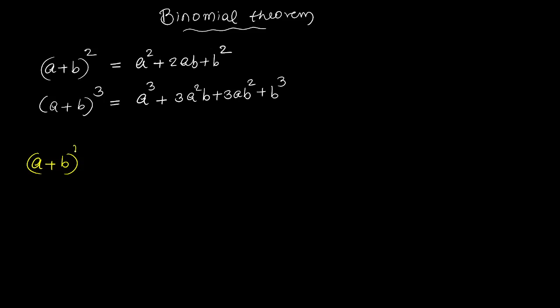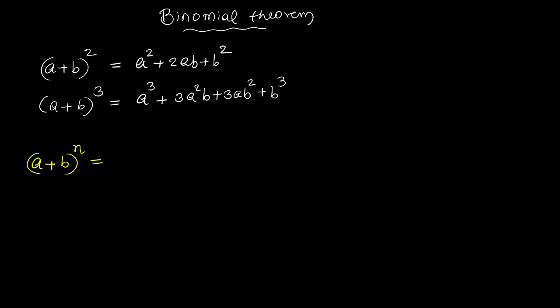(a plus b) all raised to n, where n is a natural number. So this is actually a theorem, binomial theorem. Why is it said to be binomial? Bi means two terms, right? That's why it is said to be binomial theorem. (a plus b) raised to n.